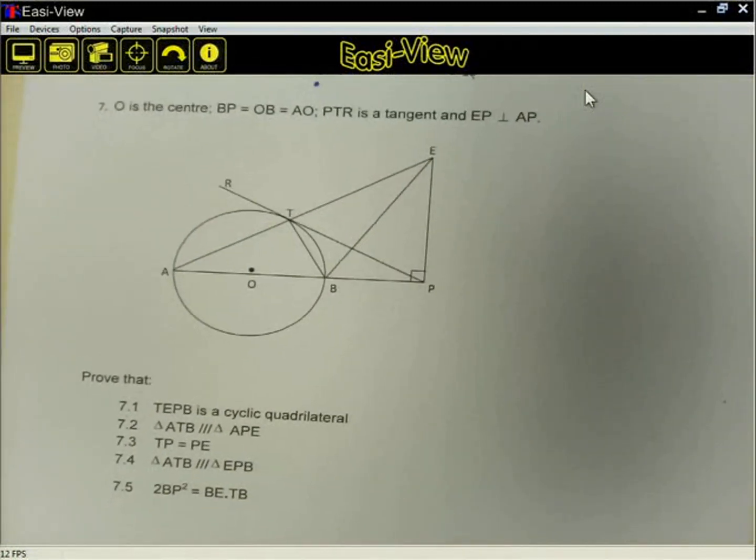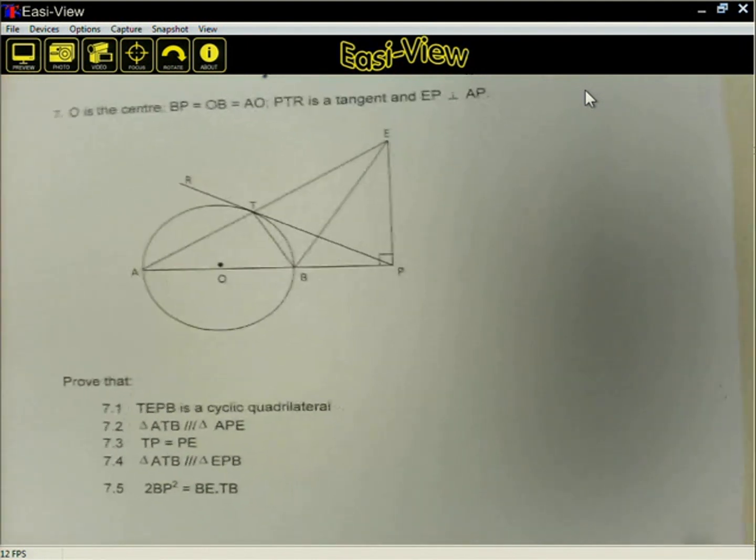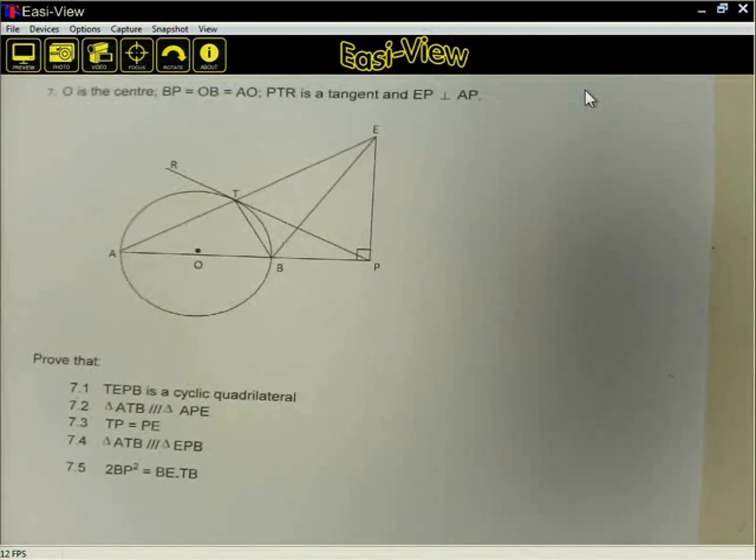Let's do number 7. Let's do this one. I guess some of you are already getting tired now. Let's do this one. Number 7. What is given? Let's go through the problem together.